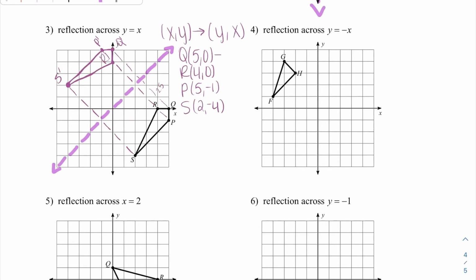So remember, our rule says that we just have to switch the order of these. So the new Q would be 0, 5. If you go locate the point 0, 5, you will see it is where the new Q has already been plotted. The new point R will be the point 0, 4. The new point P will be the point -1, 5. And finally, the new point S will be the point -4, 2.